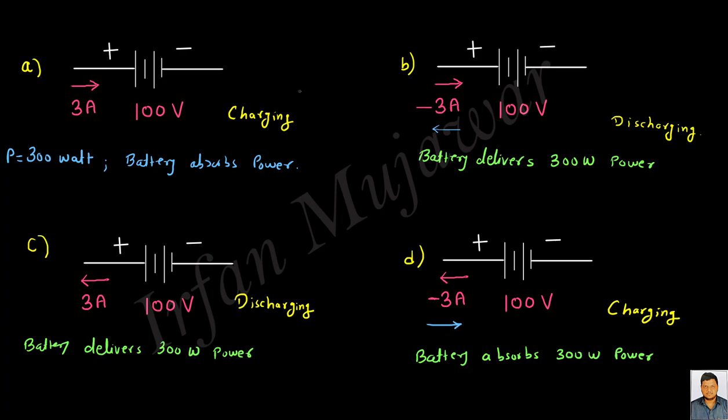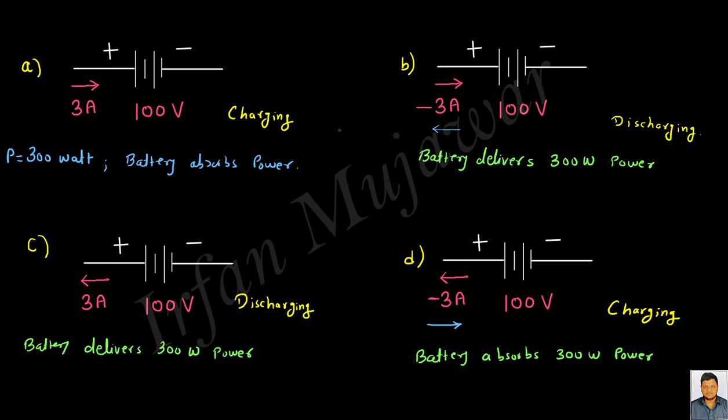Similarly, if we assume that the battery is delivering the power, and if we get power as positive, then we can say that that particular battery is delivering the power and it is discharging. Whereas if we consider the battery to be delivering the power, and if we get power as negative here, because 100 into minus 3 will be minus 300 watt, or we can say that the direction of current is reversed, then in that case it will absorb the power.